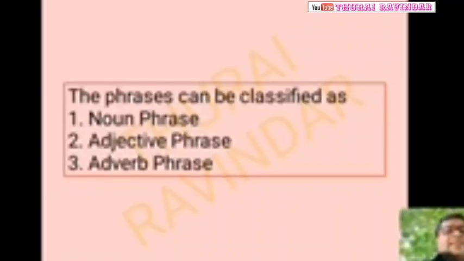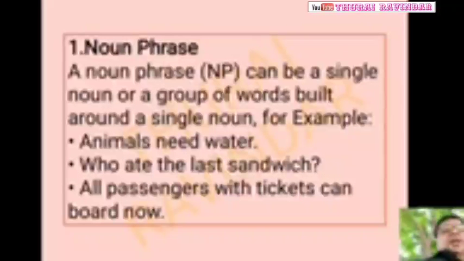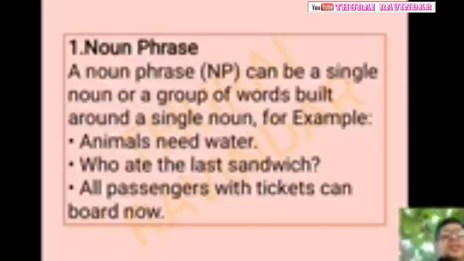Okay. The phrases can be classified into three types: noun phrase, adjective phrase, and adverb phrase. What are they? Noun phrase, adjective phrase, and adverb phrase. Okay. And what is a noun phrase?